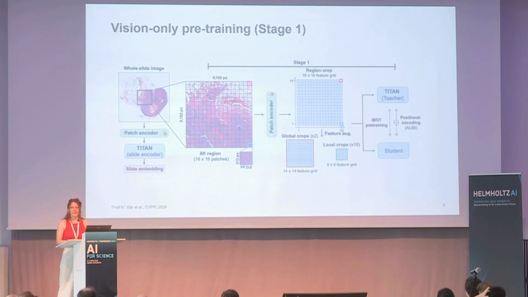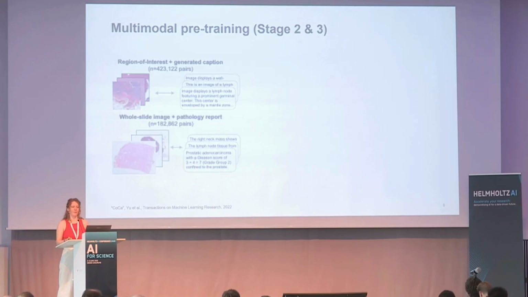The first step is very similar to a DINO or iBOT model, where we take these feature regions and crop global and local regions out of them. We add frozen feature augmentation because it's in the feature space and not in the image space anymore. We also use ALiBi as positional encoding, where we can train on short contexts like these regions and scale to the whole slide image context at inference.